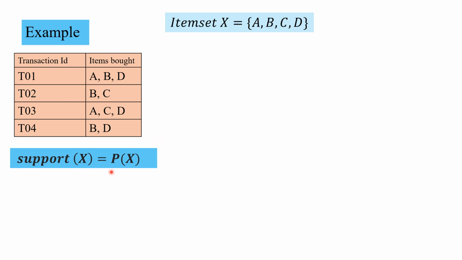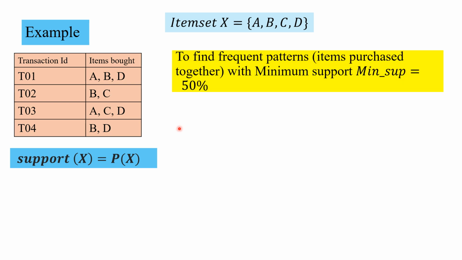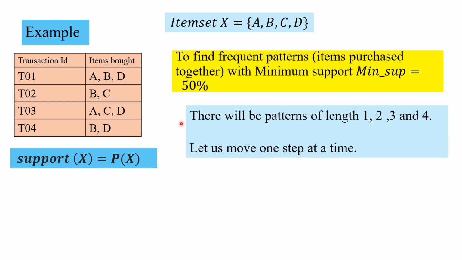Okay, what is support of X? It is the probability that X is occurring in the transactions. So we want to find frequent patterns, that is the items purchased together, with minimum support as 50%. So here we will be having patterns of length 1, 2, 3 and 4 because the cardinality of the total set is 4. So you can have patterns of length 1, 2, 3 or 4.